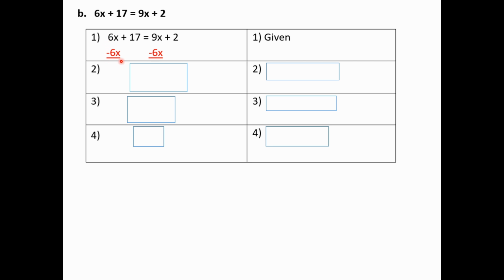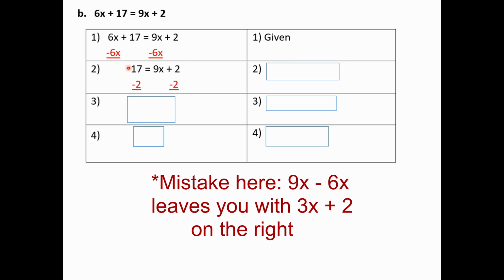Outlining what I'm going to do next, it looks like what I want to do next is to isolate the variable onto one side, so I'm subtracting 6x from both sides. When I've done that, this part in black here, the 17 equals 9x plus 2 is what's left over. And what I did to get there was use that subtraction property of equality.